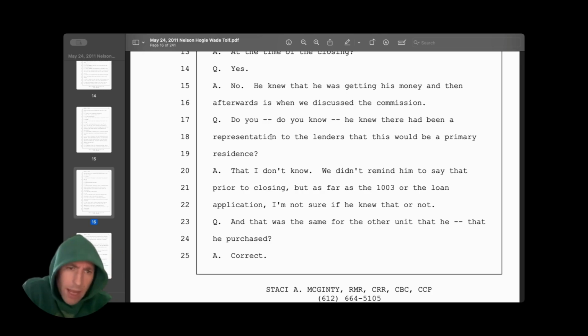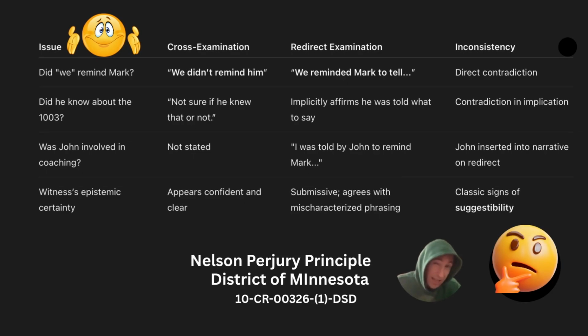We didn't remind him to say that prior to closing. But as far as the 1003 or the loan application, I'm not sure if he knew that or not. Line 23: And that was the same for the other unit that he had purchased? Answer: Correct. He's confident, right? In the second answer, he's submissive.